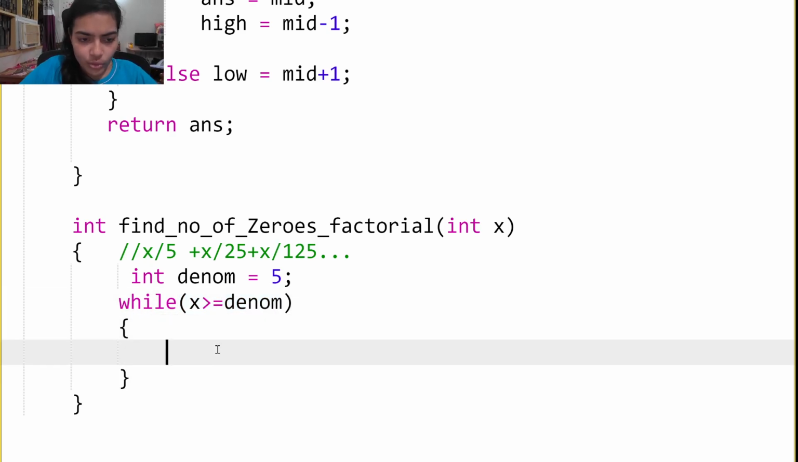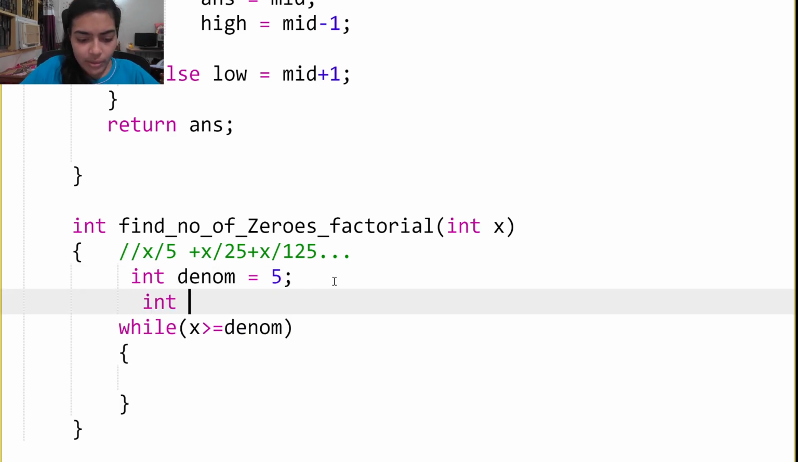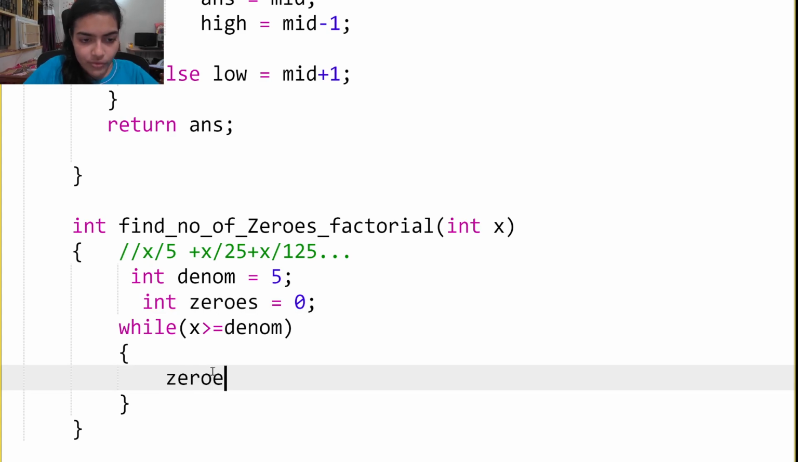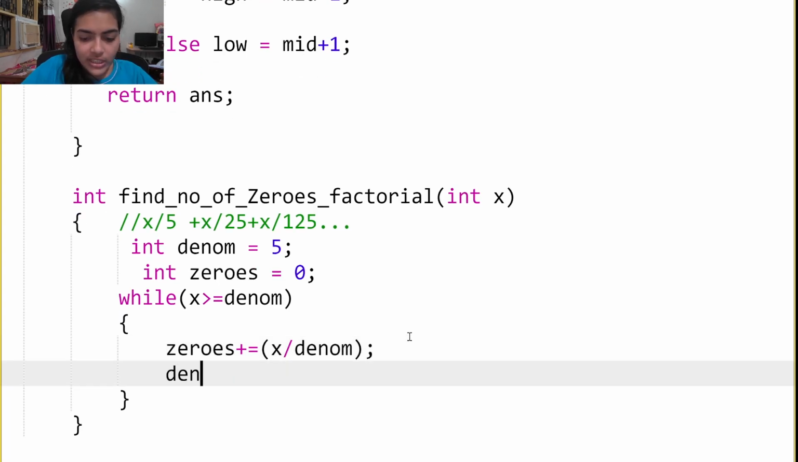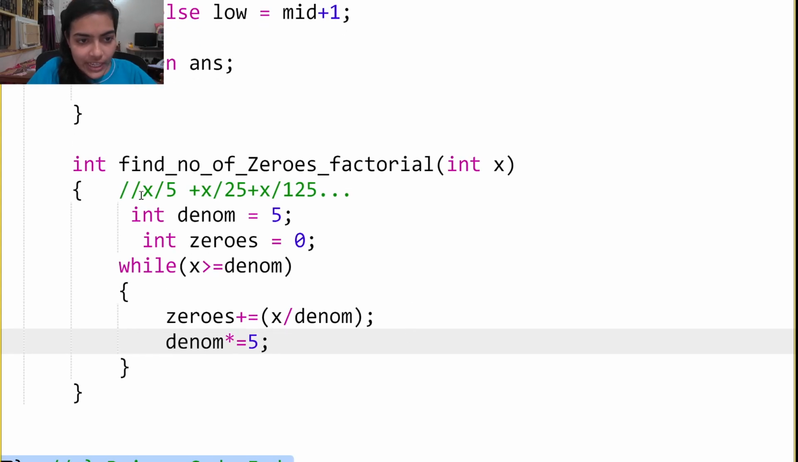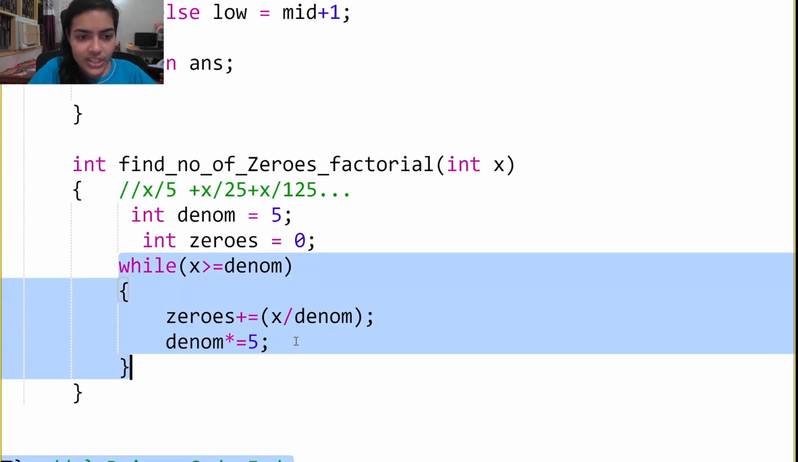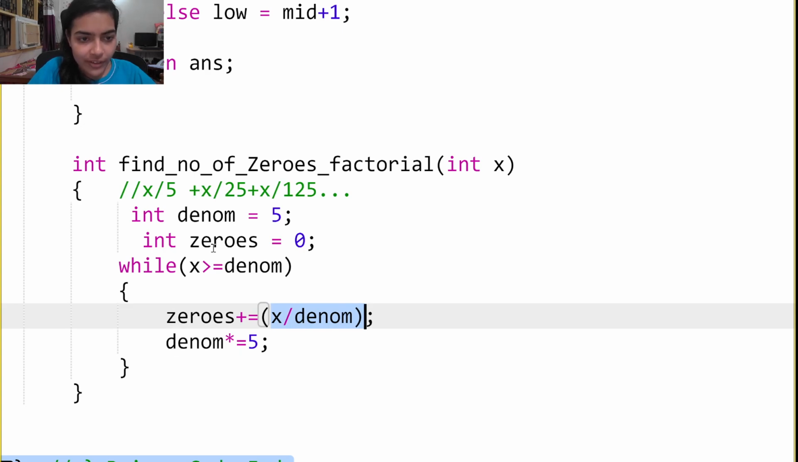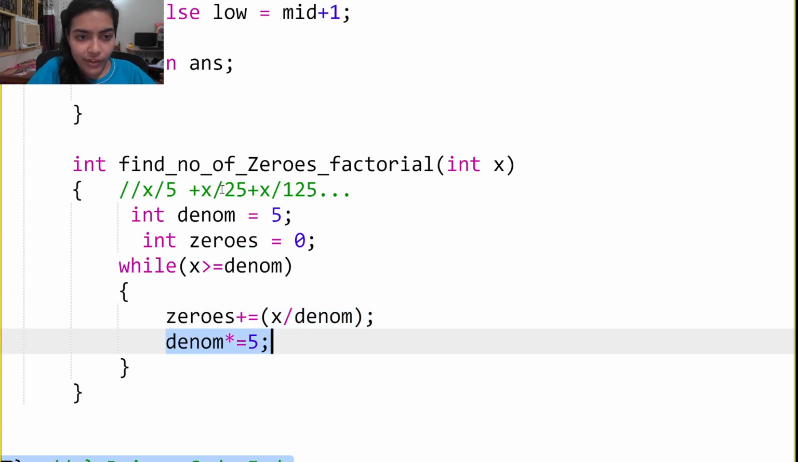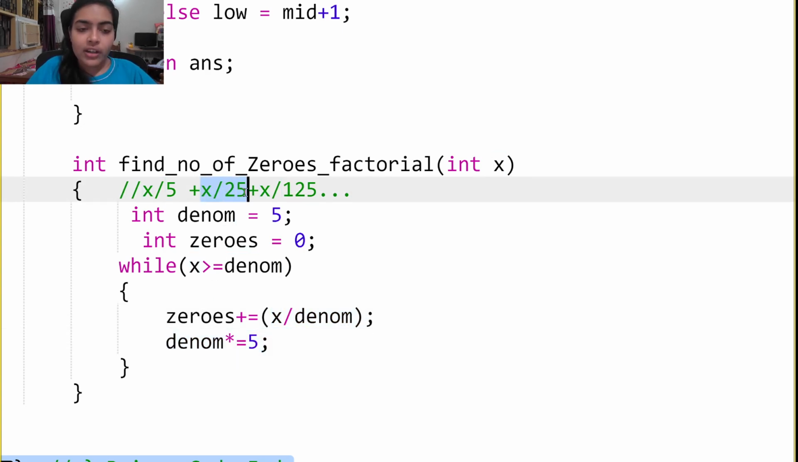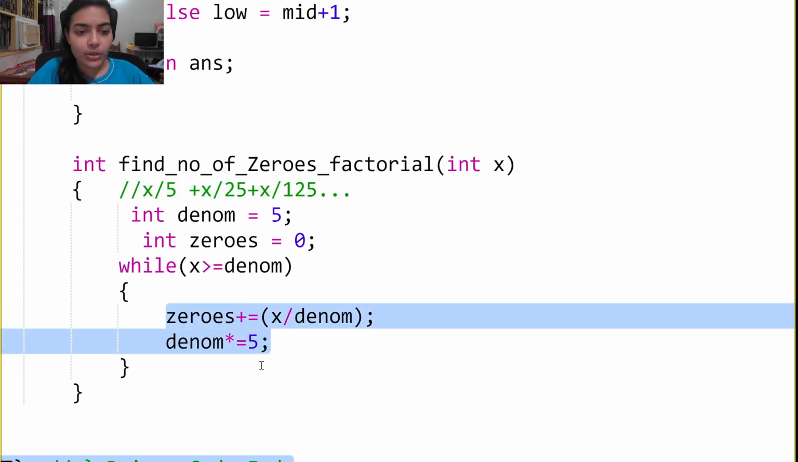What we have to do is just calculate the number of zeros, so let me call it 0 initially. The number of zeros we can just add by dividing x by denominator. That's what we are doing. Now we can change the denominator. Every time we multiply the denominator by 5. So in this first iteration we are dividing x by 5. Next time we are multiplying the denominator by 5, so it becomes 25, and we are dividing x by 25 and adding that to the answer and so on.